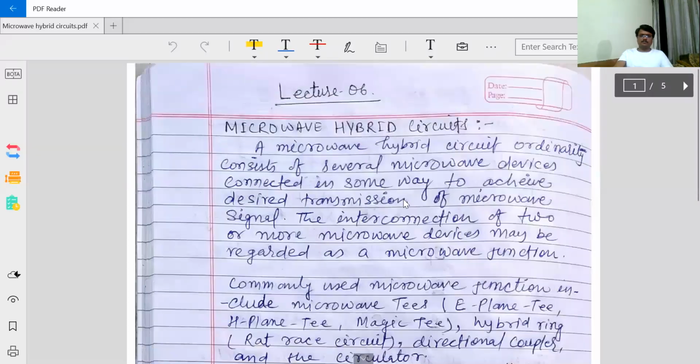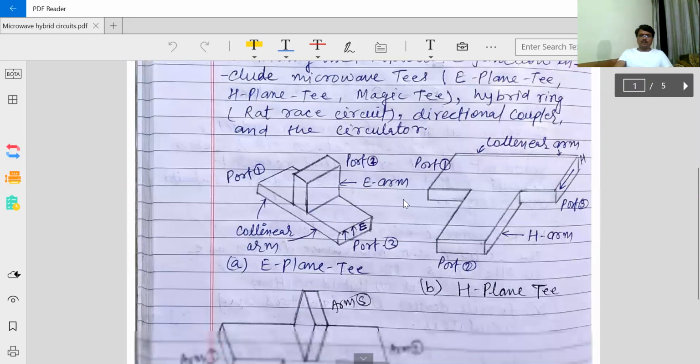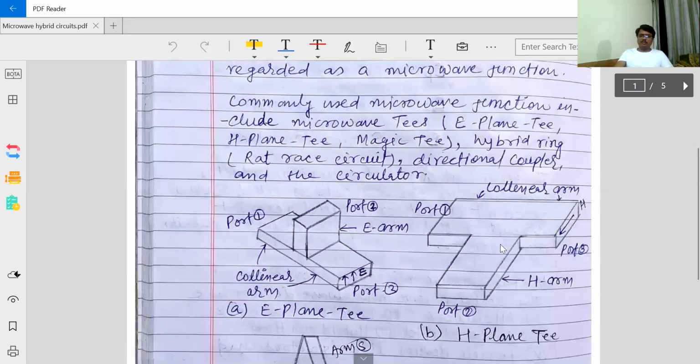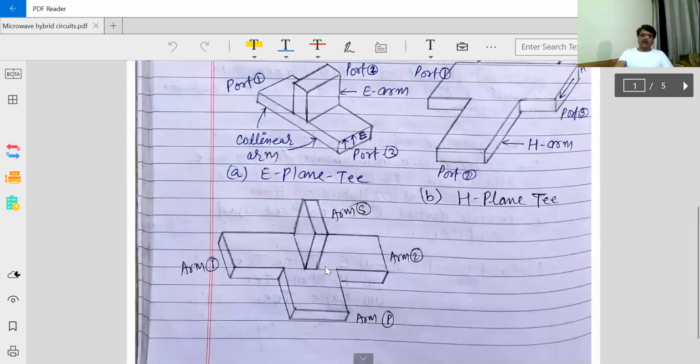It will be a microwave hybrid circuit only if two or more devices are connected in some way to transmit the data, or the signal, from one point to another. Then this type of device is known as a microwave hybrid circuit. So what are the examples? Examples are E-plane T, H-plane T, and hybrid T.